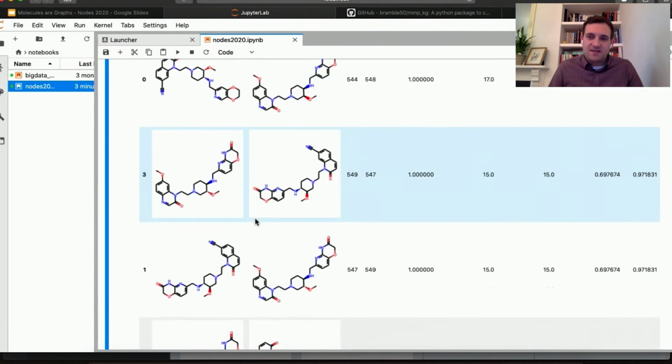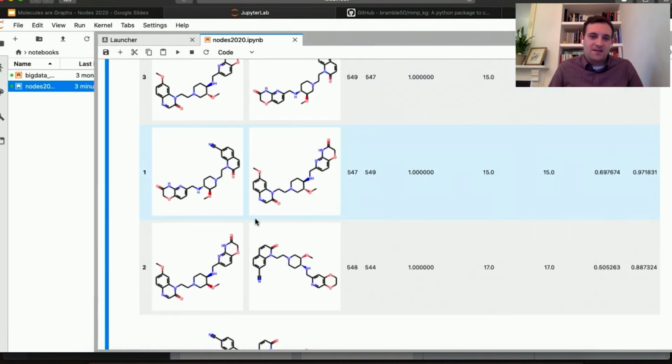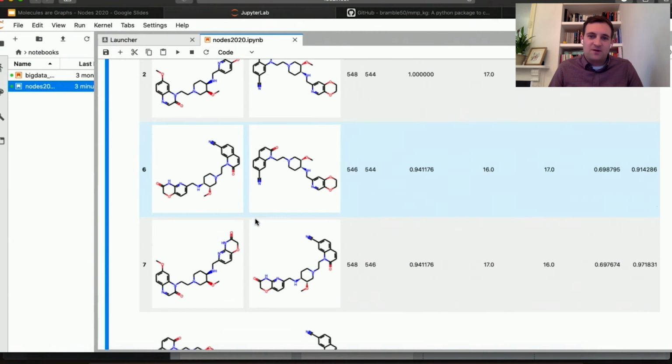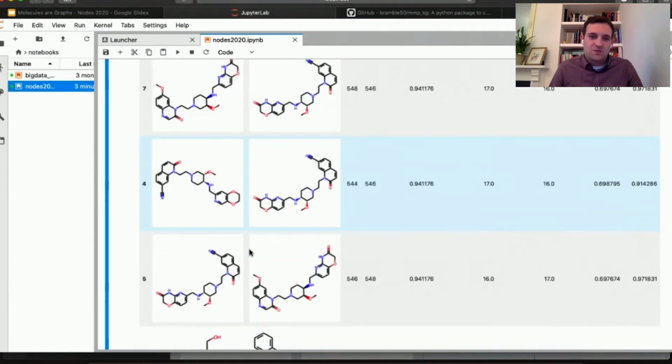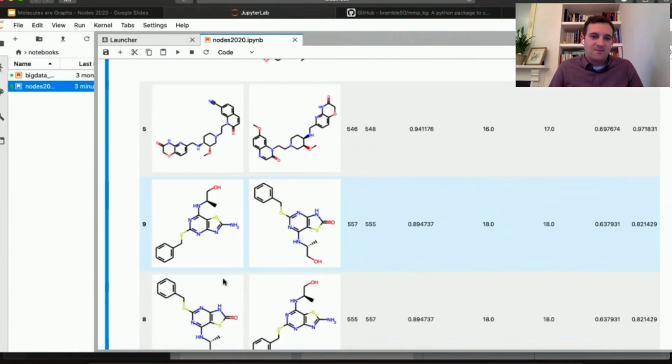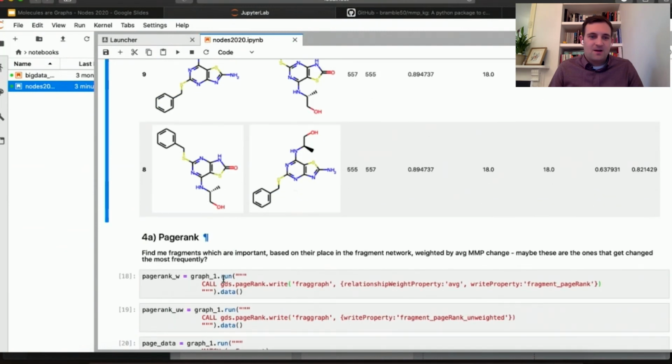And as you go down, we can see we've got more molecules. So this looks pretty good. We've got a similarity algorithm which kind of works. That's nice. Okay, so moving on.